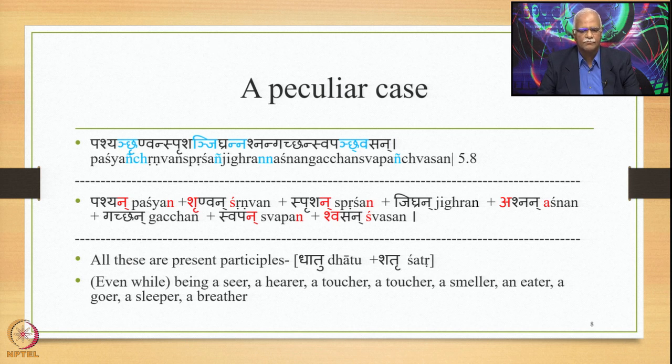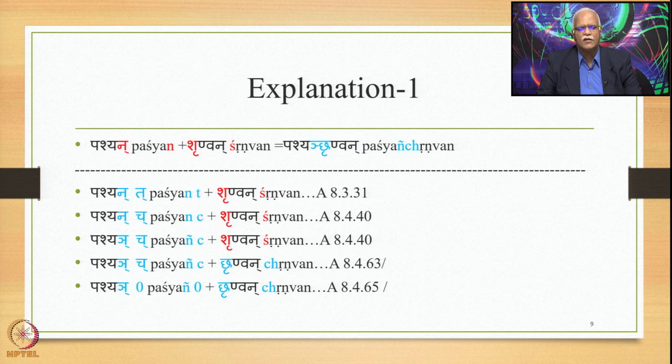Naiva kinchit karomiti yukto manyata tatvavit pashyan shrunvan sprashan jigran nashnan gachan svapan shvasan. And the meaning that you see recorded in various translations resembles something like this: even while being a seer, a hearer, or a toucher, or a smeller, or an eater, or a goer, or a sleeper, or a breather. Now, let us take each case and try to explain how the sandhi has actually happened, quoting the relevant sutras.